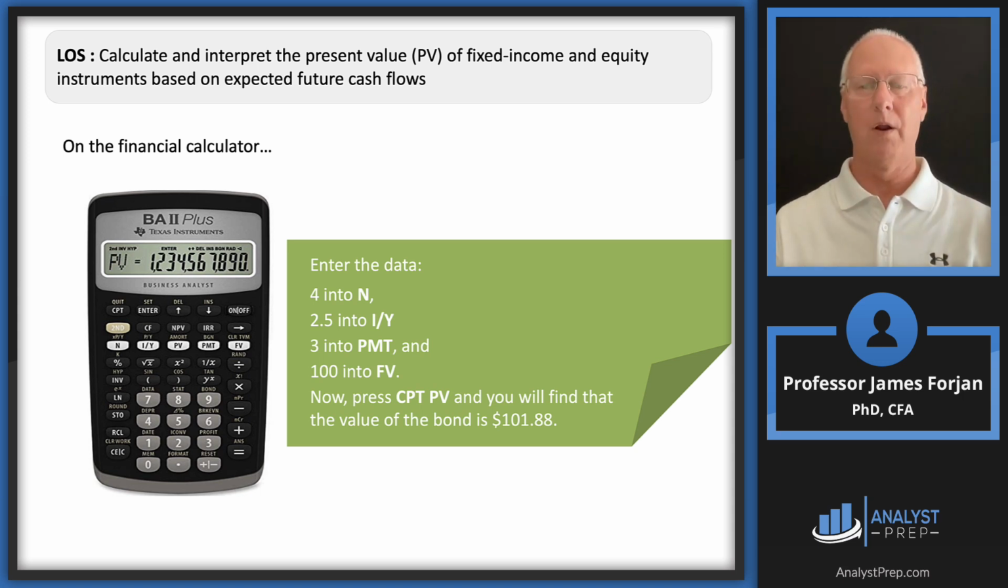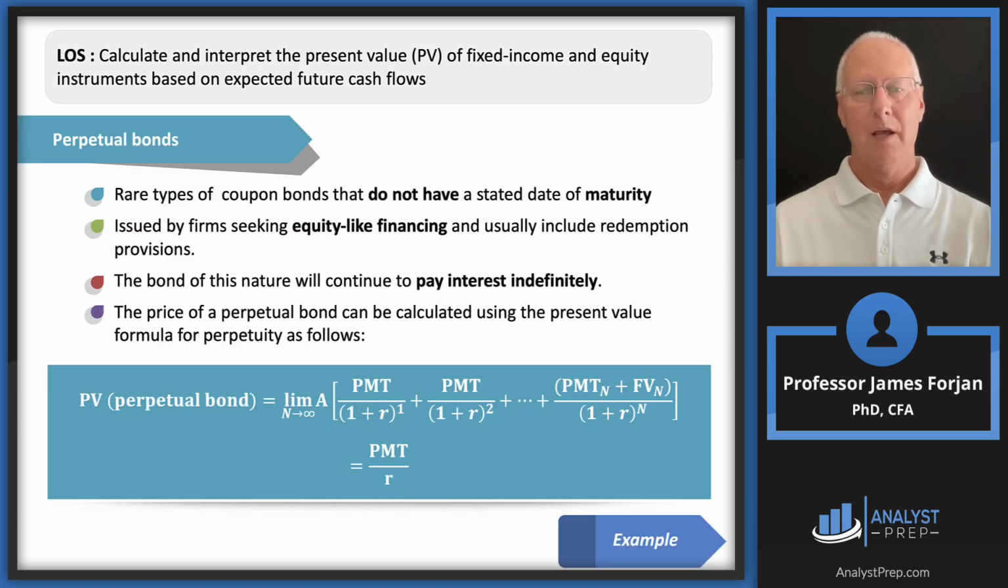All right, so there we go. 101.88. Beautiful. Now notice the first word underneath the definition at the top, rare types of bonds.